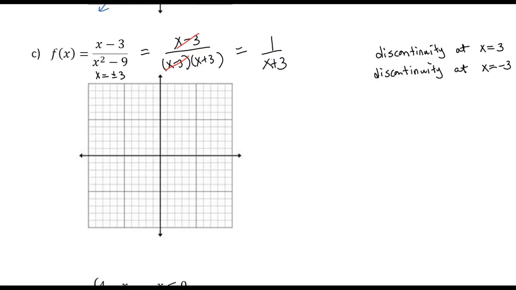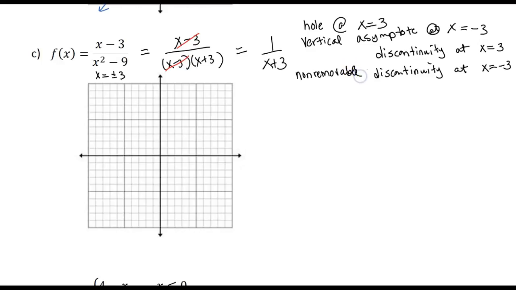Now, if you're looking at this graphically, because the x minus 3 cancels, that means you would have a hole in your graph at x equals 3, and you would have a vertical asymptote at x equals negative 3. Now, the vertical asymptote at x equals negative 3 is going to be a non-removable discontinuity. The hole is going to be a removable discontinuity. So this is part of our answer.